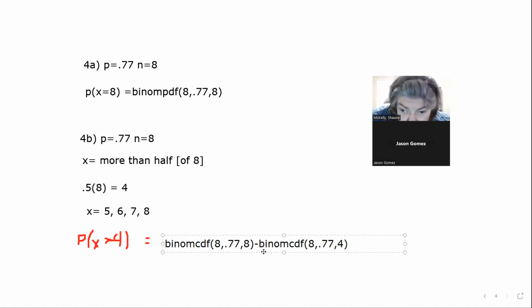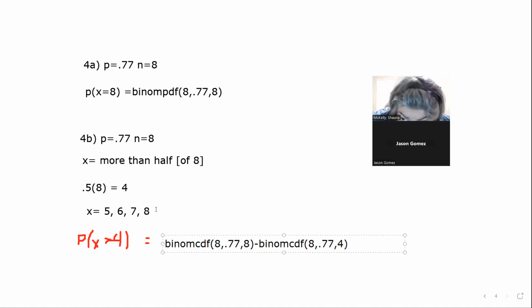Well, no, it's only subtraction because the calculator needs us to do that. More than half means we're adding 4 people, 5 people, 6 people, 7 people, or 8 people. It doesn't include 4 because 4 is exactly half.